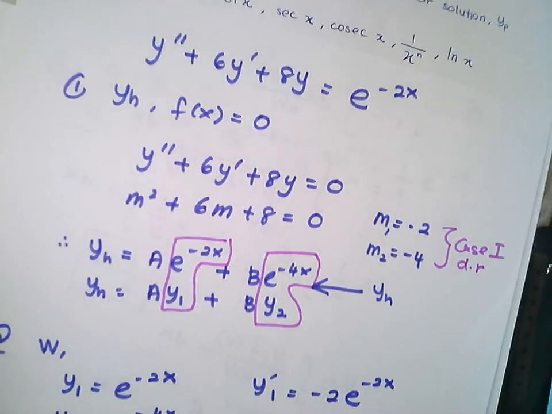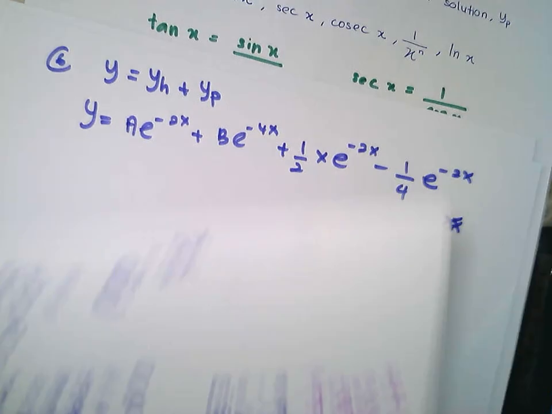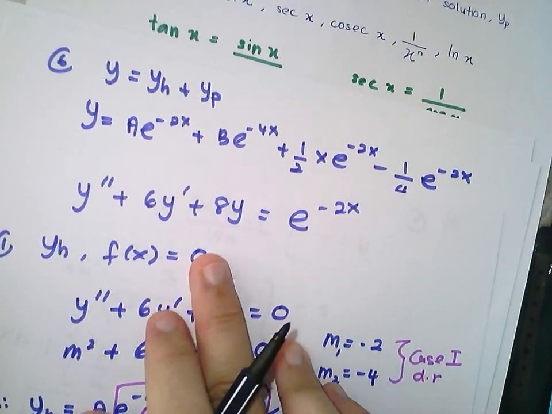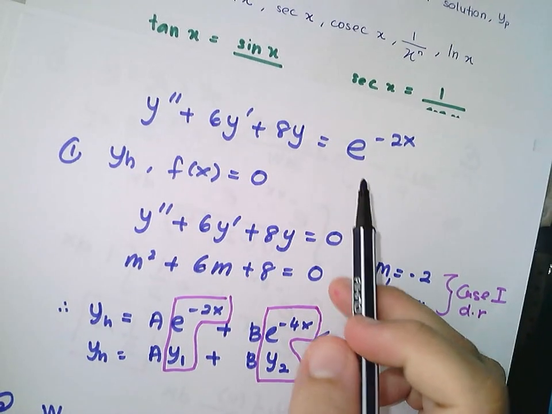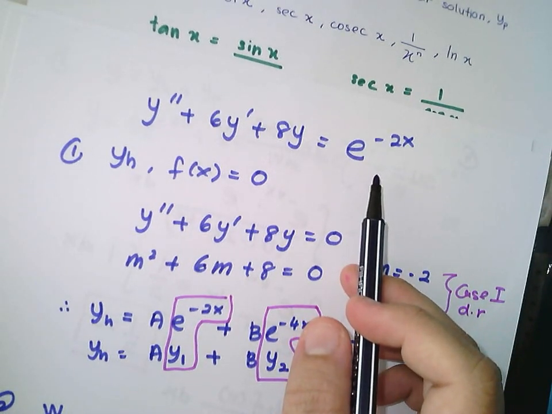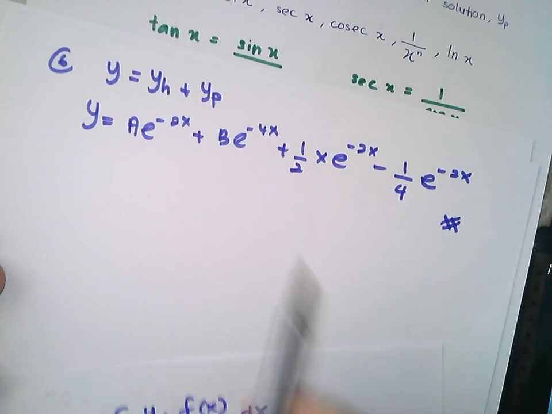To confirm your answer here, try to solve this one by using UC case 2. Why? Since your f(x) is an exponential function, you can use UC case 2. Try to solve by using UC case 2, and you should end up with this answer.